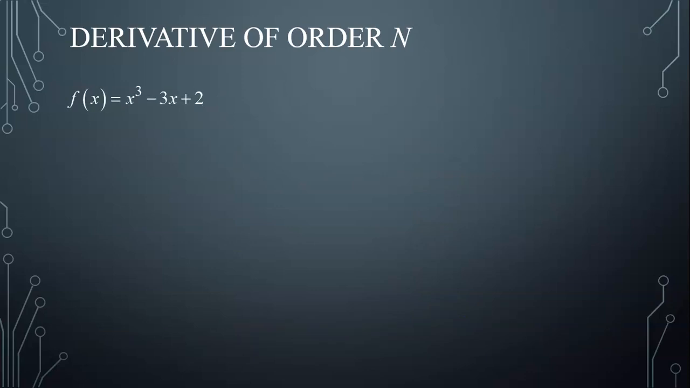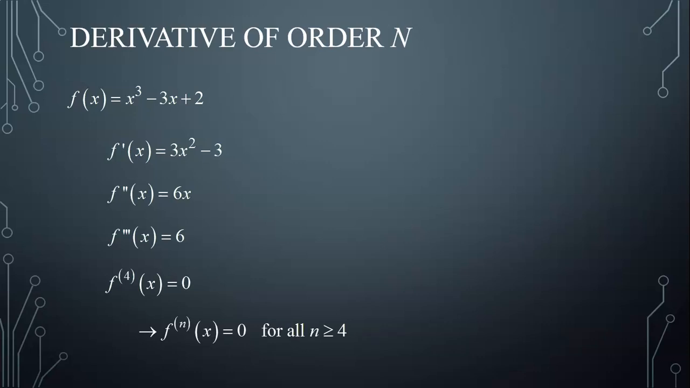Looking at this example, we are given the function f of x equals the cubic polynomial x cubed minus 3x plus 2. The first derivative, f prime of x, is 3x squared minus 3, while the second derivative is f double prime of x equals 6x. The third derivative in that case would be equal to 6, and starting from the derivative of order 4, the derivatives of the function will all be equal to 0. So we can generalize this and say that the derivative of order n of x is equal to 0 for all n greater or equal to 4.